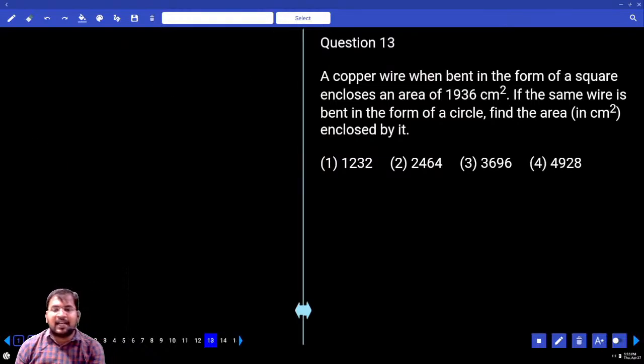Next. A copper wire, when bent in the form of a square, encloses an area of 1936 square centimeters. If the same wire is bent in the form of a circle, then find the area of the circle. Now look at it here.